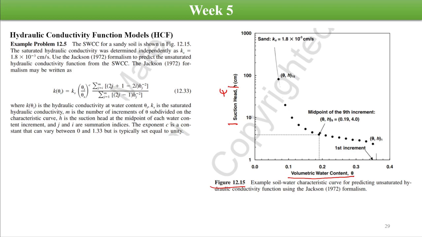The saturated hydraulic conductivity Ks is given as 1.8 × 10^-3 centimeter per second. Then we need to use the Jackson formalism to predict the unsaturated hydraulic conductivity function from the SWCC. Okay, so the Jackson formula is as given here.